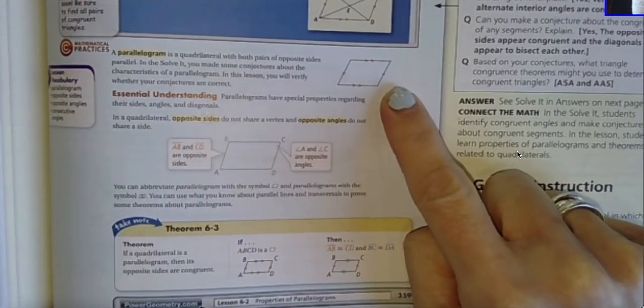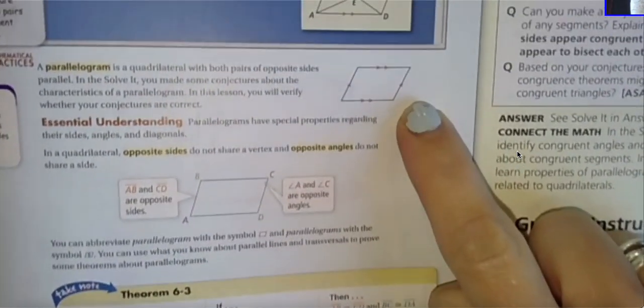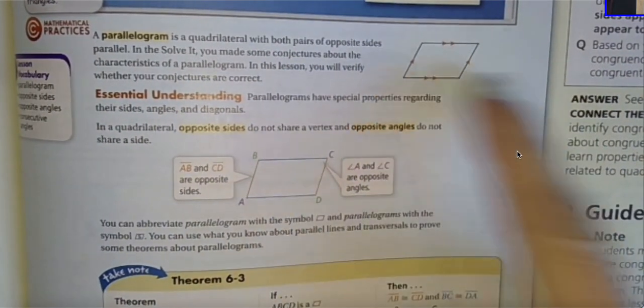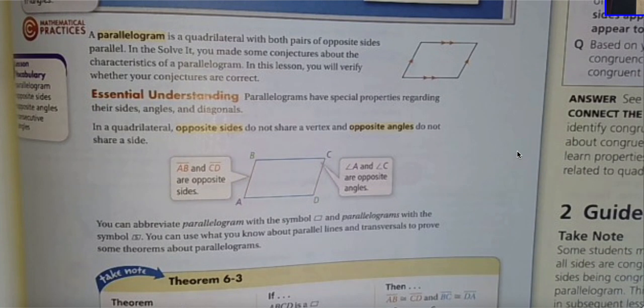Remember these little triangle marks? They mean that the sides are parallel. So like the one triangle mark here and here, those two sides are parallel. And you can just kind of tell.